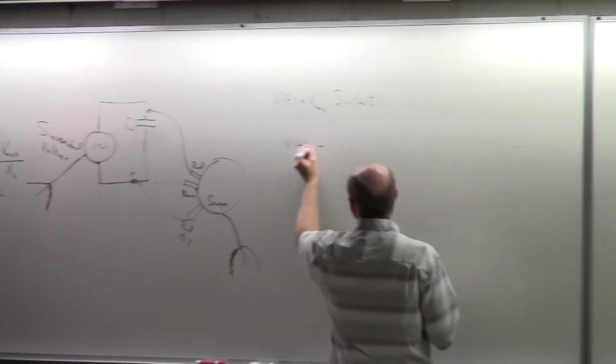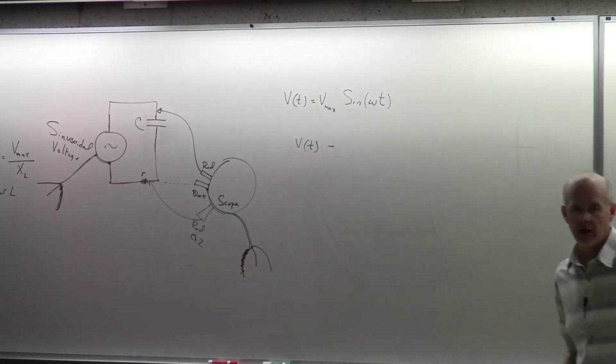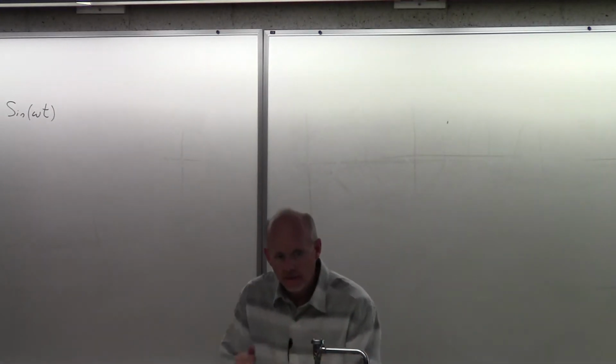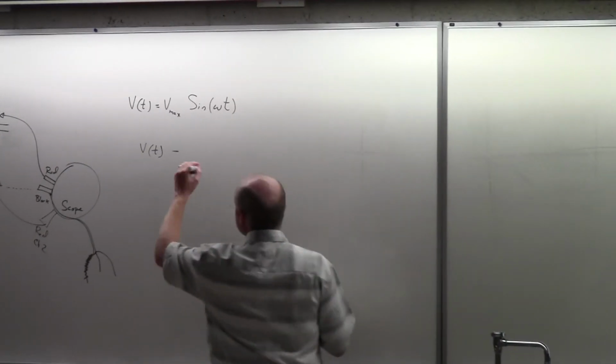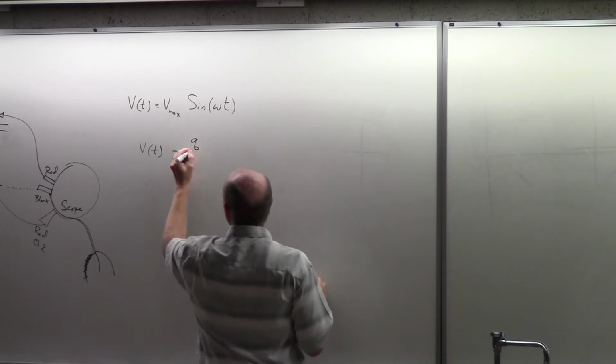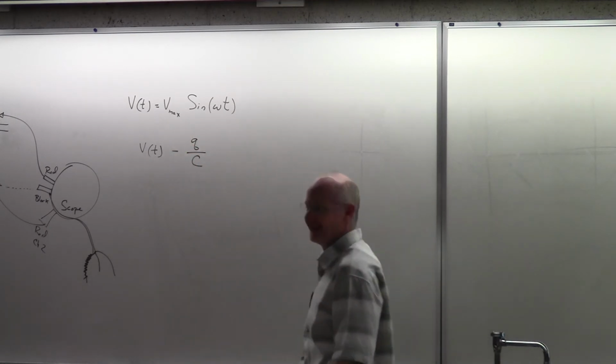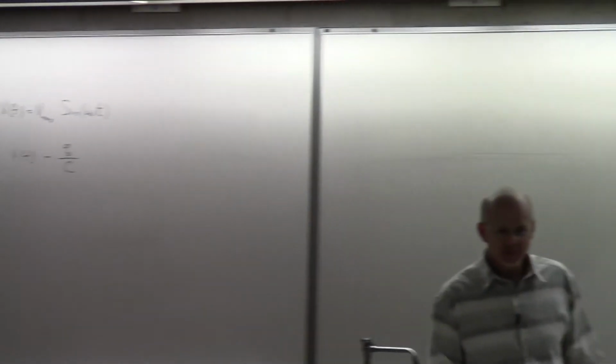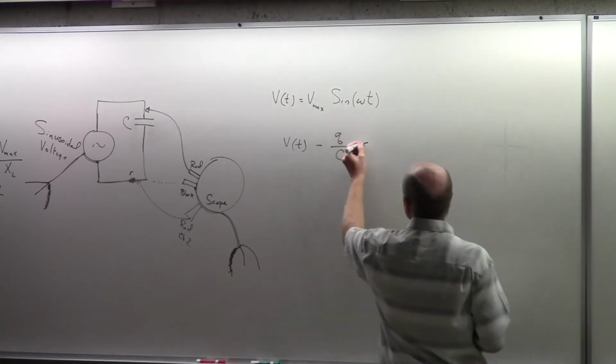Then minus the voltage on a capacitor. Now, it's been a while since we've done the capacitor. What was the voltage on a capacitor? Q over C, right? Capacitance is charge per volt. Bring the volt over, the C over. Okay, so there is your equation.